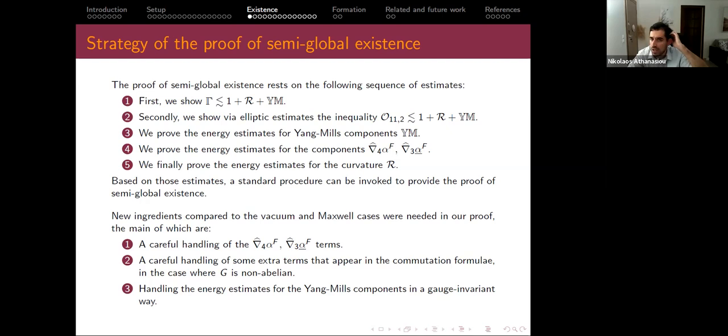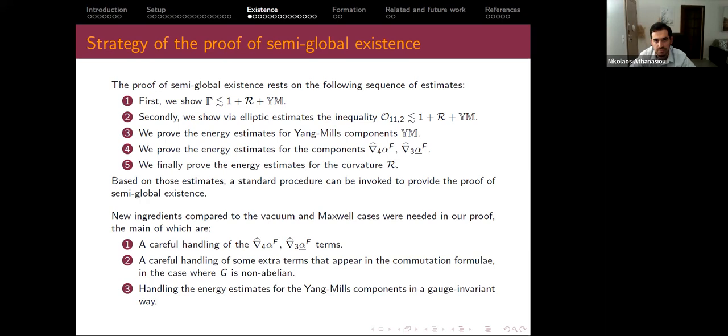Okay, and then based on those estimates, you can use a standard procedure to invoke the proof of semi-global existence of your space-time. Here, we are not assuming the extra condition that we're going to use in theorem 2 for the trapped surface. The new ingredients compared to the Vlasov and Maxwell cases are the following. You need a more careful handling of the nabla 4 alpha f and nabla 3 alpha bar f terms. You also need a careful handling of some extra terms that appear in the commutation formula in the case where the group is non-abelian. And also the energy estimates for the Yang-Mills components, in the way that these are carried through.